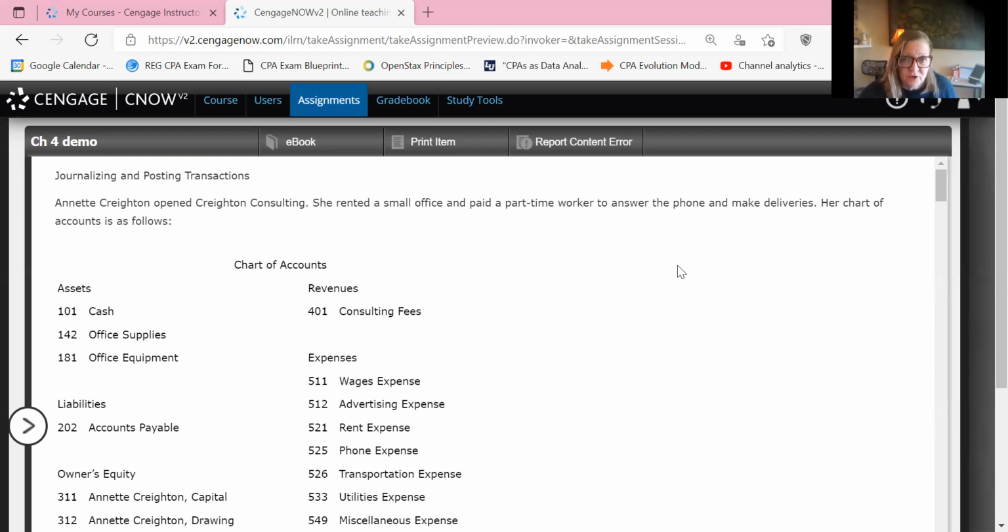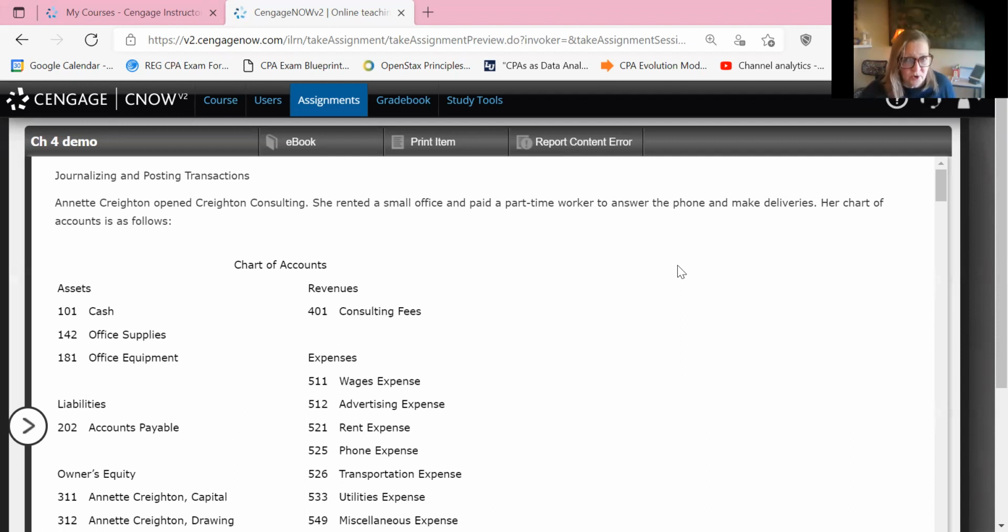It's easier if you use the textbook, if you have a physical copy, because that way you don't have to flip back and forth between the chart of accounts and the list of journal entries and the entry here on Cengage. But if you don't have the physical textbook, you still can do it from the Cengage, of course, but it's just much easier if you have the physical copy. On page 117, the problem is listed.